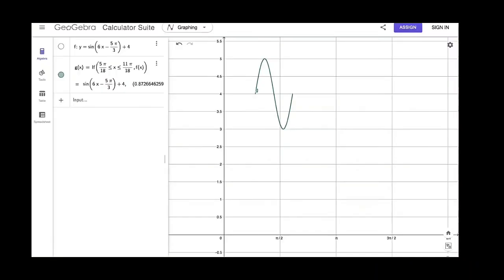And after connecting all of those key points, this is our sine graph.